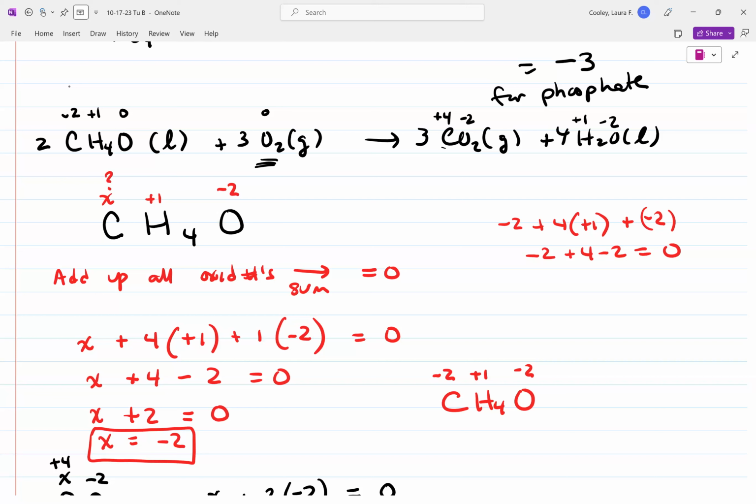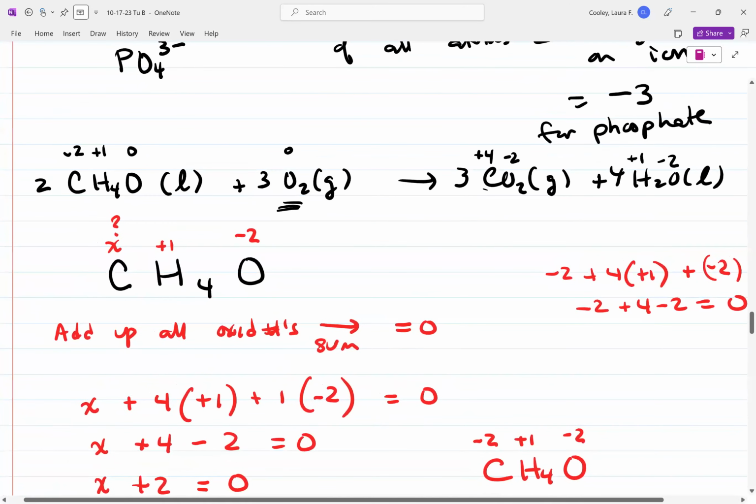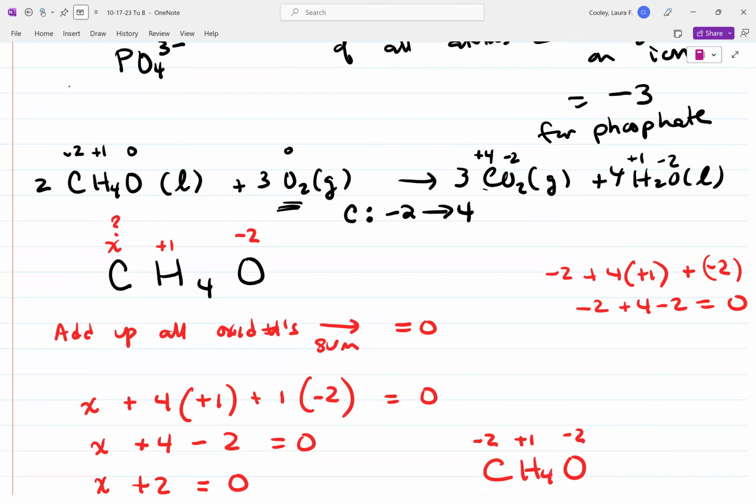So now what you have to do is examine the numbers, and you have to tell me what number went up and what number went down. So that means carbon in CH4O is oxidized. Okay. What else?